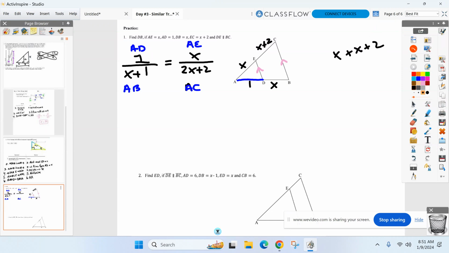Half the battle's over. The other half, can you solve it? All right, can you solve it? All right, let's cross them up, kids. Cross multiply. x times x plus 1, and then 1 times 2x plus 2. Here we go. Can we solve it? All right, distribute. Combine any like terms if there are any. x squared plus x.